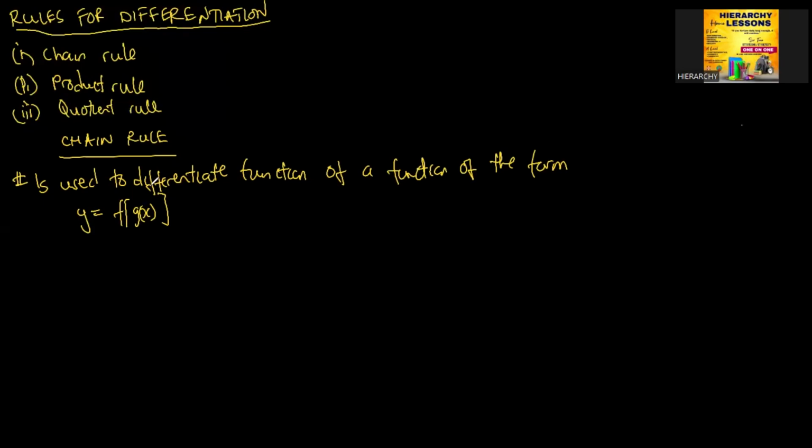So in general, dy/dx is equal to dy/du times du/dx. That's what we're going to use. Using y is equal to f of g of x, g of x is going to be our u, and then y is going to be f of u. We're going to differentiate u with respect to x and y with respect to u. So that's how we're going to do it.